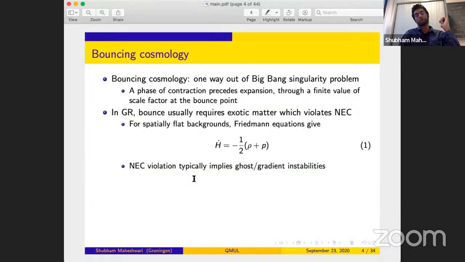If you want to bounce, you need to go from a phase of contraction to a phase of expansion, which means that H has to go from negative to positive, which means that H dot on the left-hand side has to be positive. So for H dot positive, you need to have rho plus p negative, which is basically a violation of the null energy condition. And NEC violation typically implies ghost or gradient instabilities in your theory, which is again something that you do not want. So this is not the approach that I will follow.